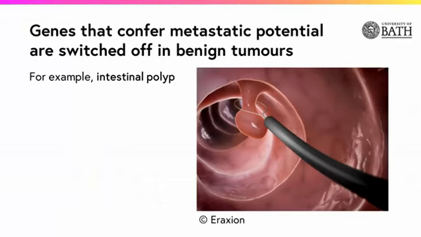In the case of benign tumors, tumors that don't grow, these genes for metastasis are switched off. For example, is this intestinal polyp, where you can see clearly that usually it's only a benign tumor. It's just an increase in size.